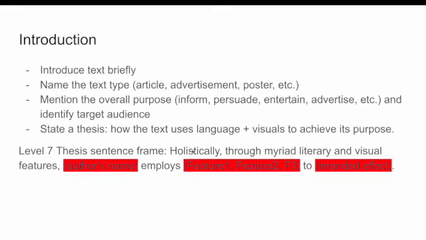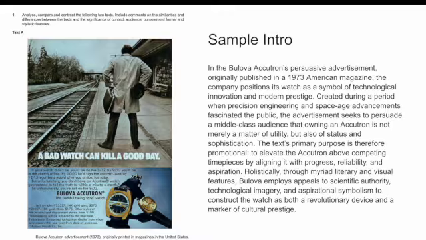So I memorized this thesis sentence frame and it got me a 7 in the end. So I'd suggest that you look at something similar to this sort of thesis and make sure you can write it consistently on the exams. So let's look at a sample introduction for this text on the left. This text is from the November 2020 Paper 1 exam.